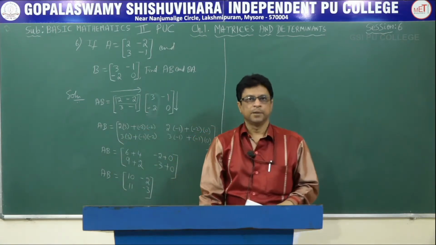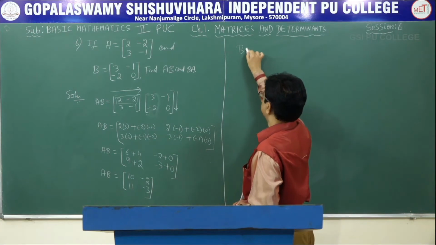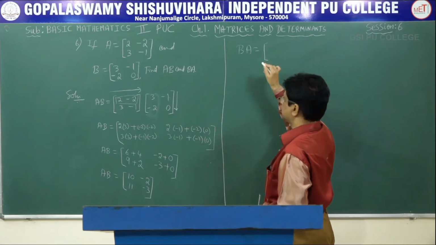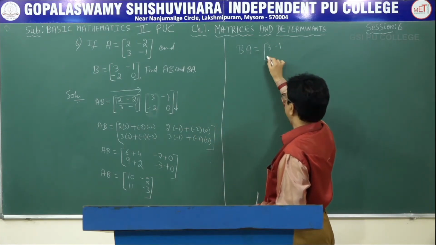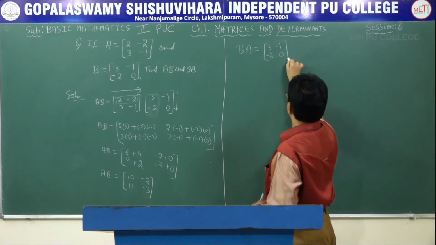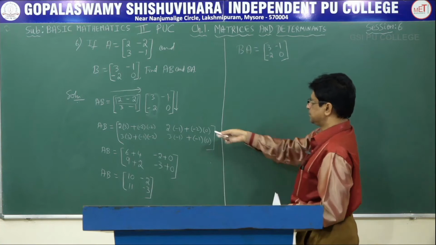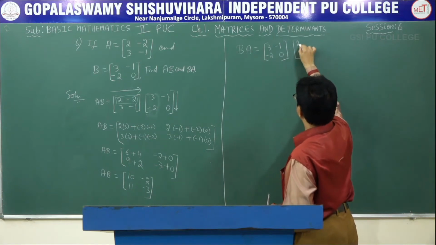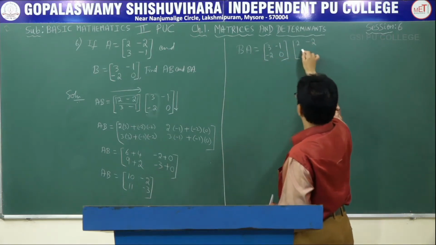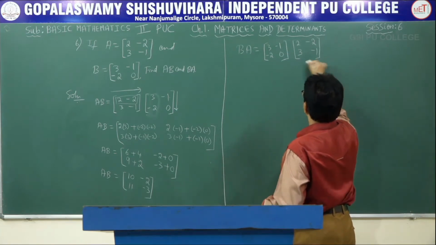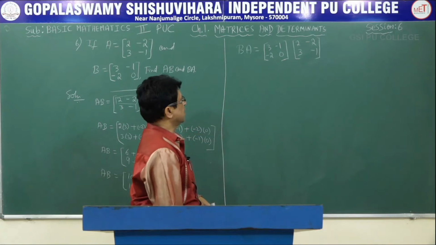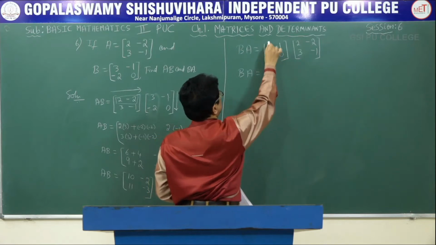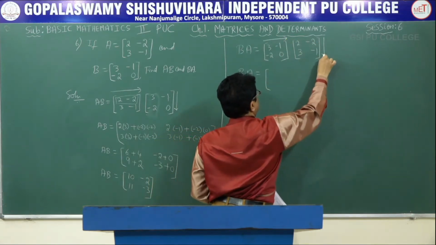Next we shall find BA. So BA will be equal to, first we shall write the matrix B. So B is [3, -1; -2, 0]. Second matrix is A. So A is [2, -2; 3, -1]. So let us find the product of these two matrices. So BA is equal to, the rule is row into column.